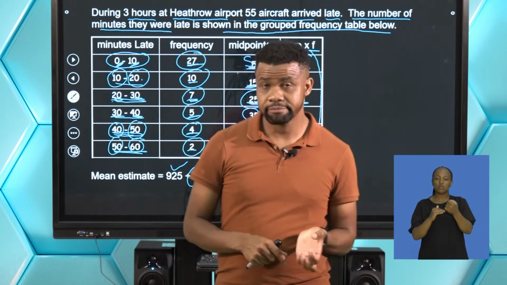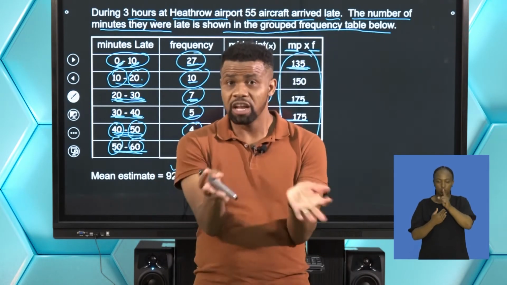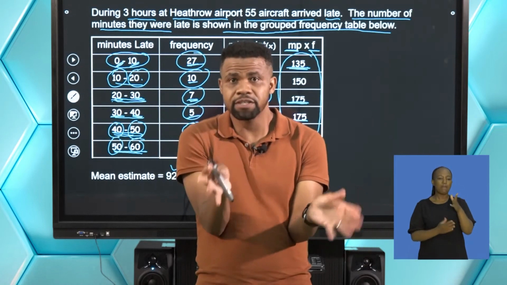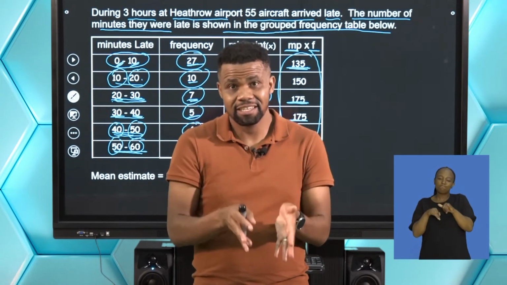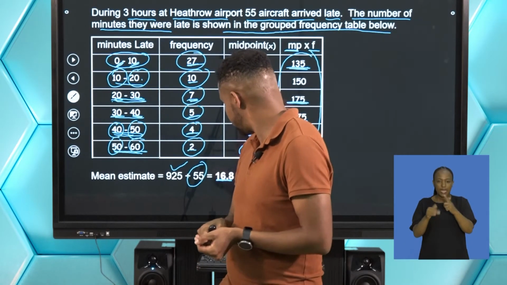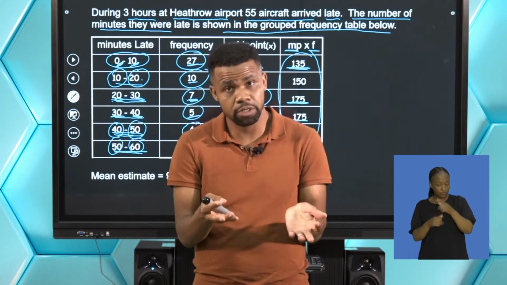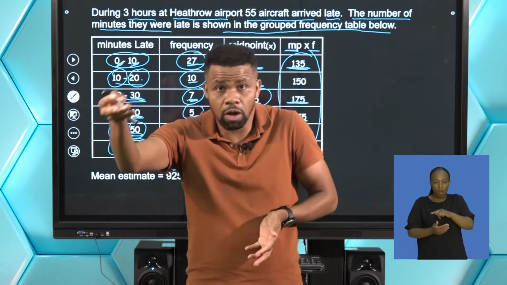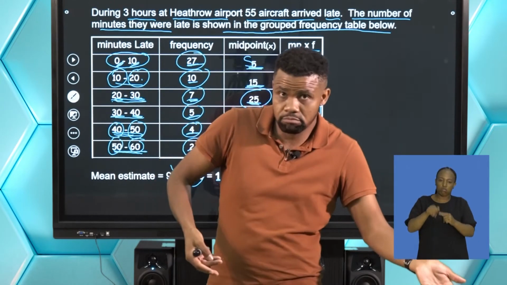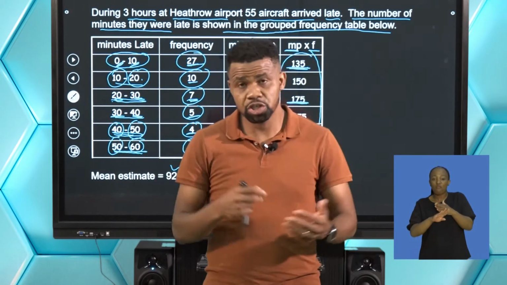16.8 minutes. What does it mean? On average, if an aircraft is late, you have to wait for about 16 minutes and 8 seconds. Okay, does that make sense? Does it mean you'll wait that? It could be longer, could be shorter. Make sense? Which is possible.